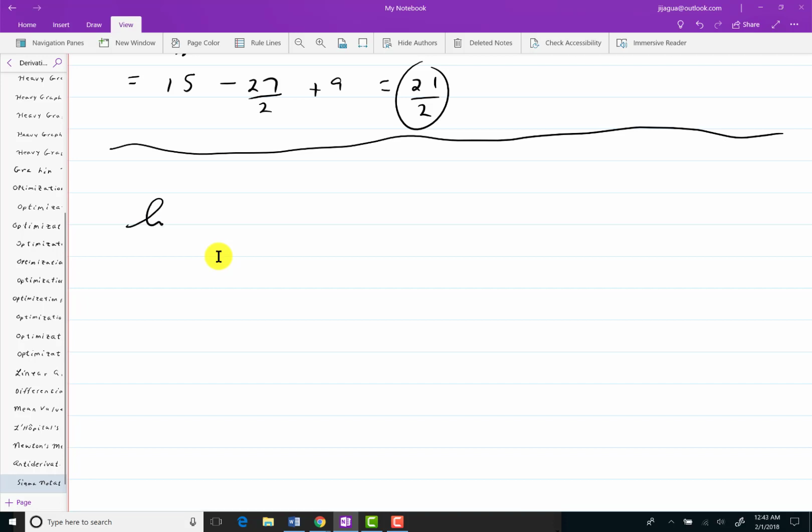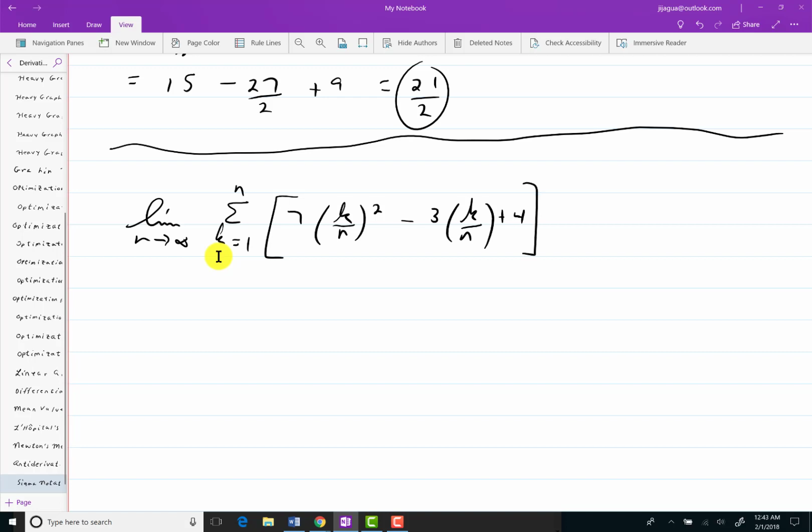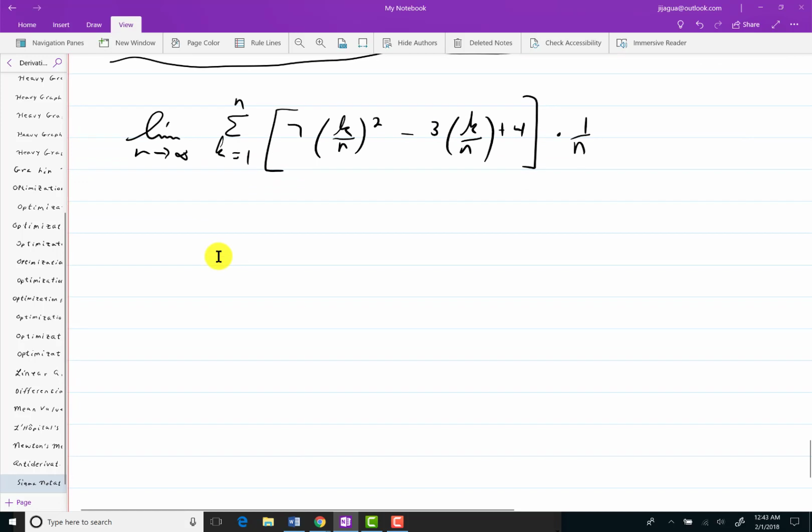Let's try the limit as n goes to infinity of the summation k equals 1 to n, 7 times k squared over n squared minus 3 times k over n plus 4, times 1 over n. So I'm going to do exactly what I did last time.